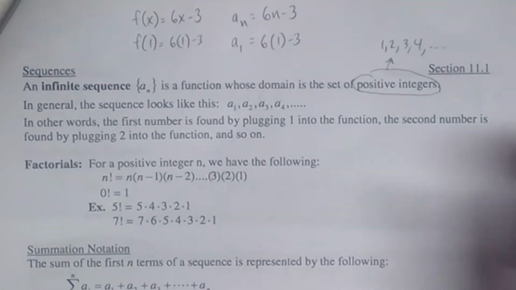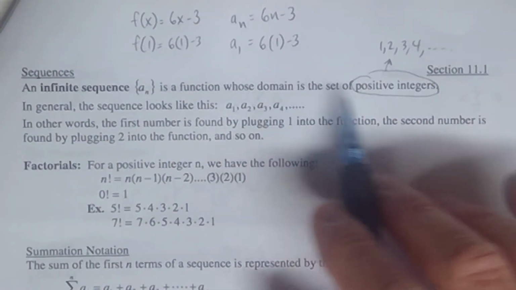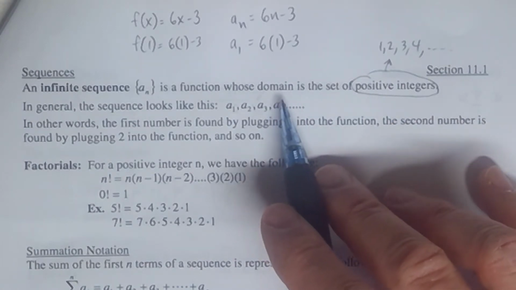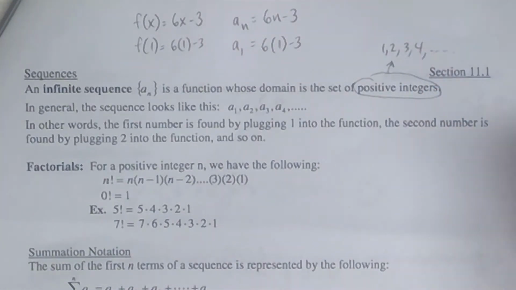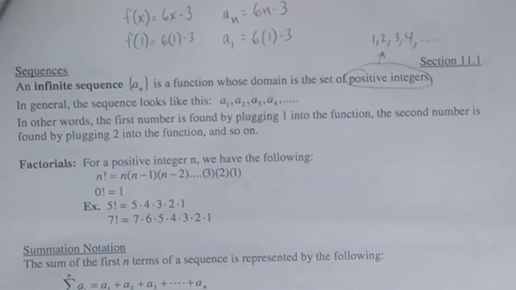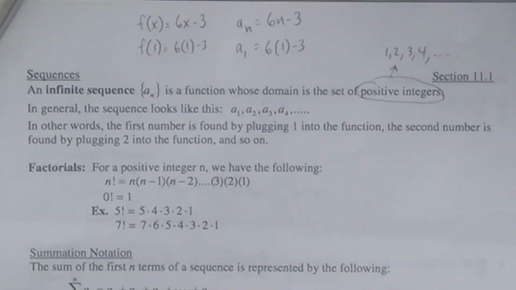All of these numbers could be plugged into it. Notice it says it's just these numbers that are in the domain. So you're never going to be plugging in 1.5 or 4/3 or something like that. It's always the positive whole numbers, and it creates this sequence of numbers. I'll talk about that more as we go along here.